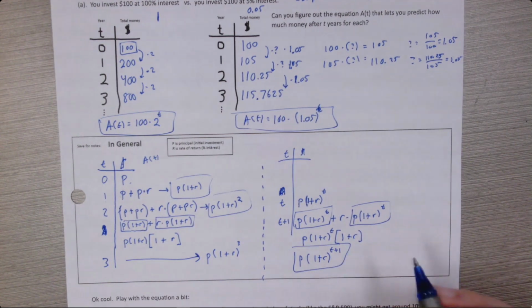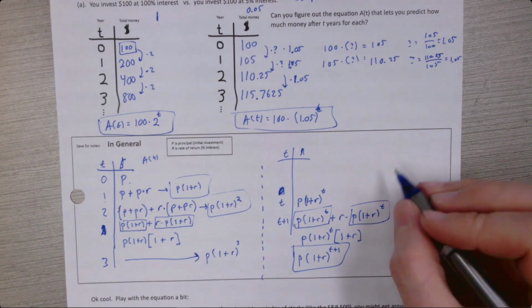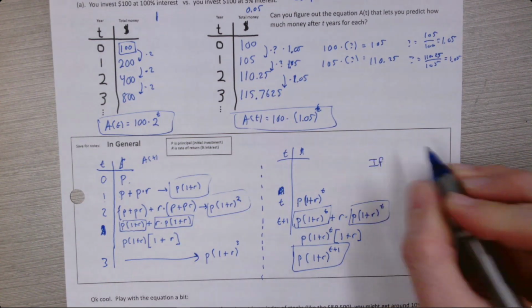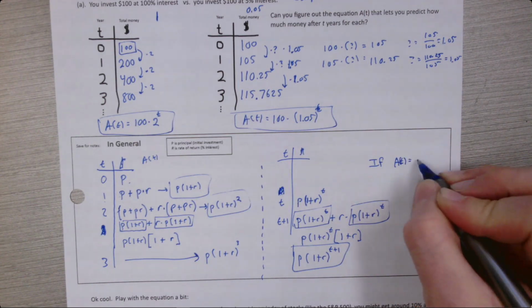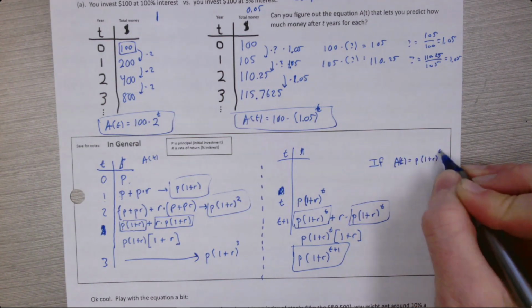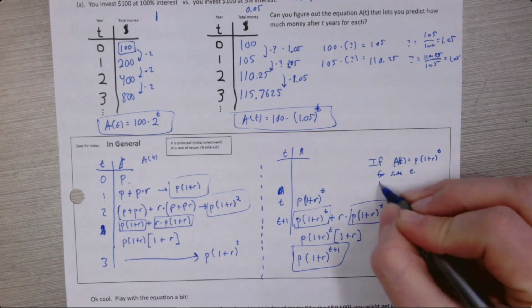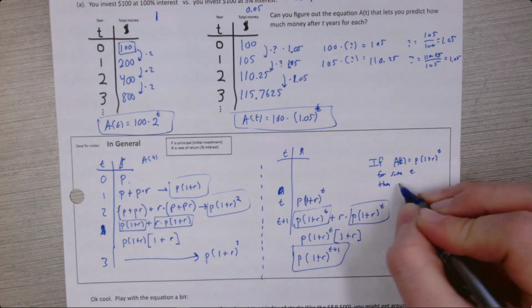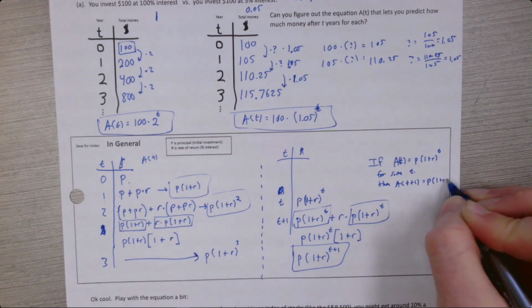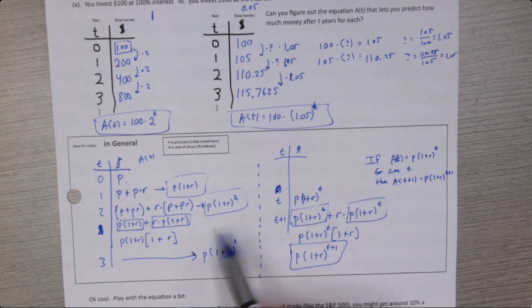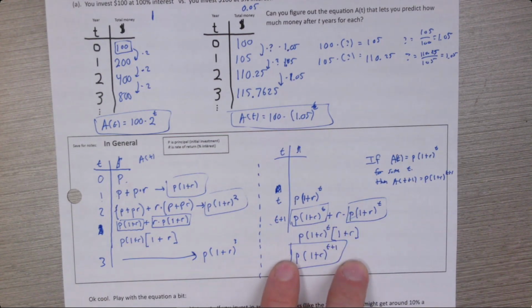Great. So what have we done? Our argument is in two steps. We showed that if A(t) equals P times (1 + r) to the t for some t, then A(t + 1) equals P times (1 + r) to the t + 1. So we've shown that if this pattern is true for one step in the table, it will also be true in the next step of the table.